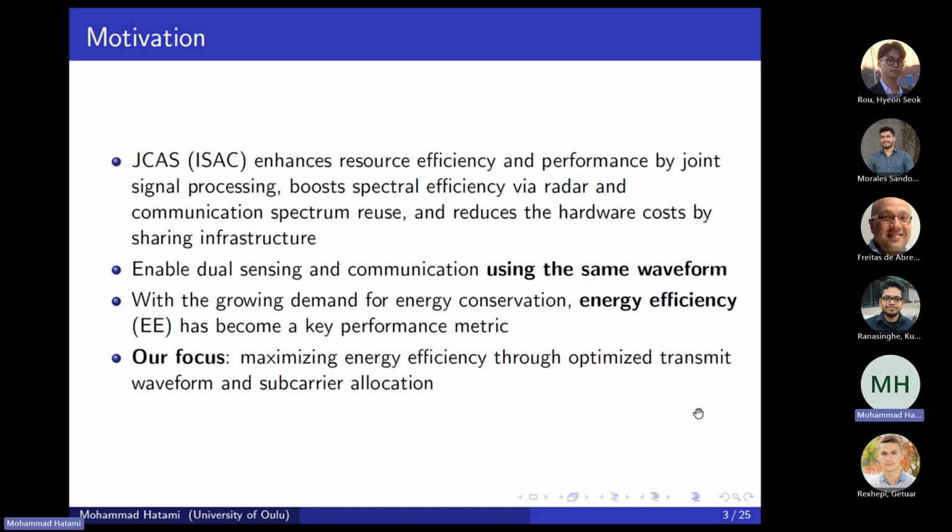On the other hand, with the growing demand for energy conservation, energy efficiency has become a key performance metric nowadays. Therefore, in this paper, we focus on maximizing the energy efficiency by optimizing the waveform and subcarrier allocation in a multi-carrier system.